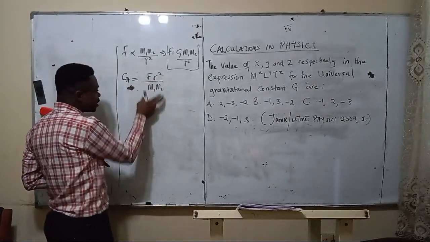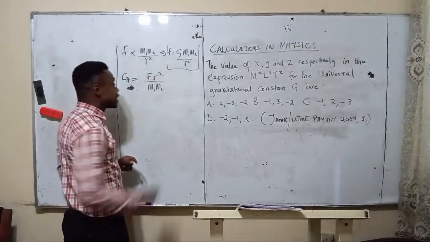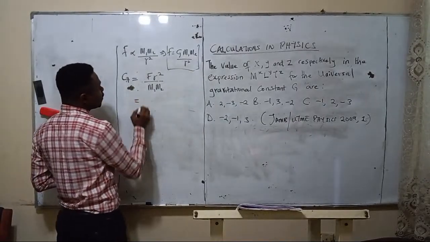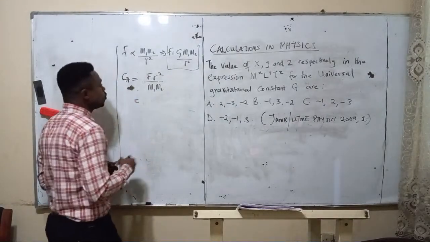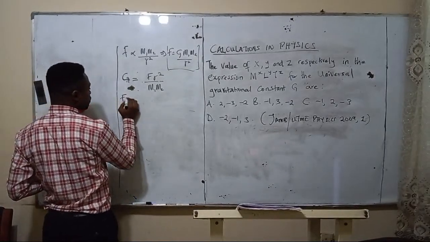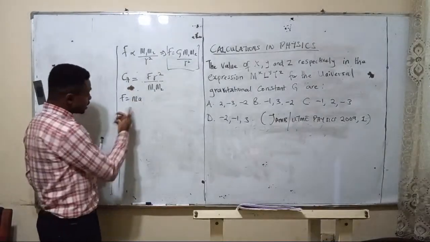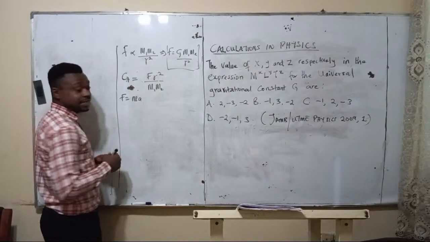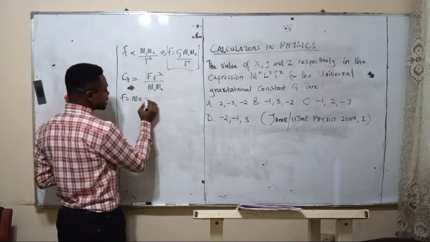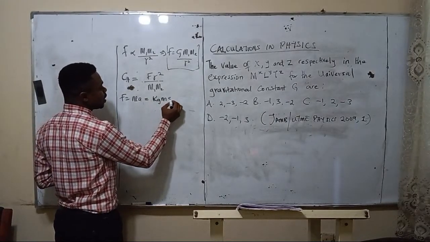So let's do the first thing, which is to break this down to the fundamental quantities and units that build it up. Here we have force. We know that force is equal to mass times acceleration. The unit of mass is kilogram and the unit of acceleration is meter per second squared. So the unit of force is kilogram meter per second squared.